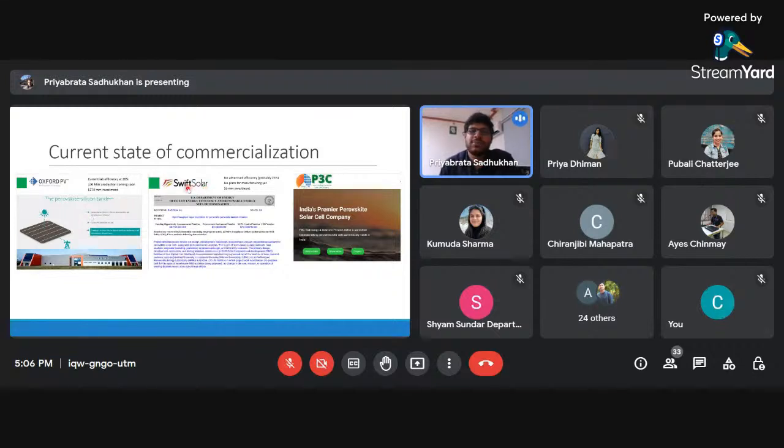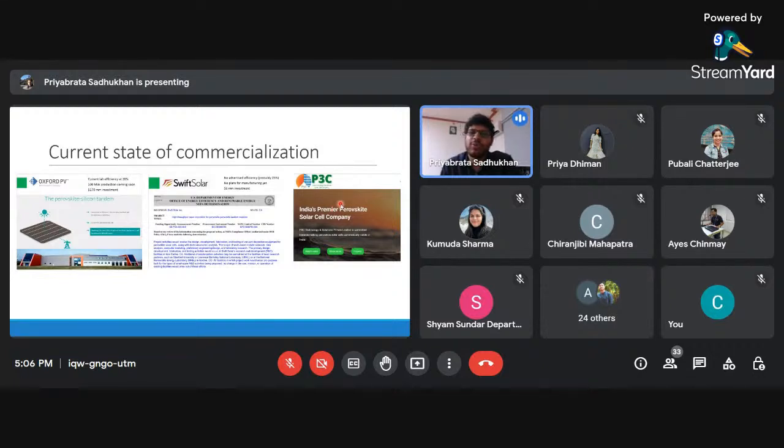And the second one is Swift Solar. This is a US-based company. They are also working on perovskite solar cells and LEDs. But in India too, we have one company called P3C. They are working very well with perovskite solar cells. So maybe with the other companies from abroad, we'll also see our made in India solar cells in the near future.